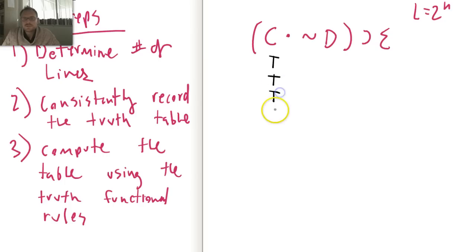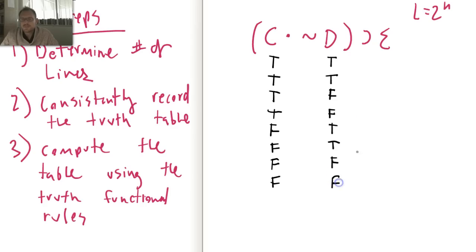So that's going to be true, true, true, true, false, false, false, false. Now the next thing is, we want to make sure it's consistent, so I look at, are there any more C's? No, it's only C. So then the D here, I'm just going to divide that in half. So that's going to be true, true, false, false, true, true, false, false. And then E is just going to be true, false, true, false.